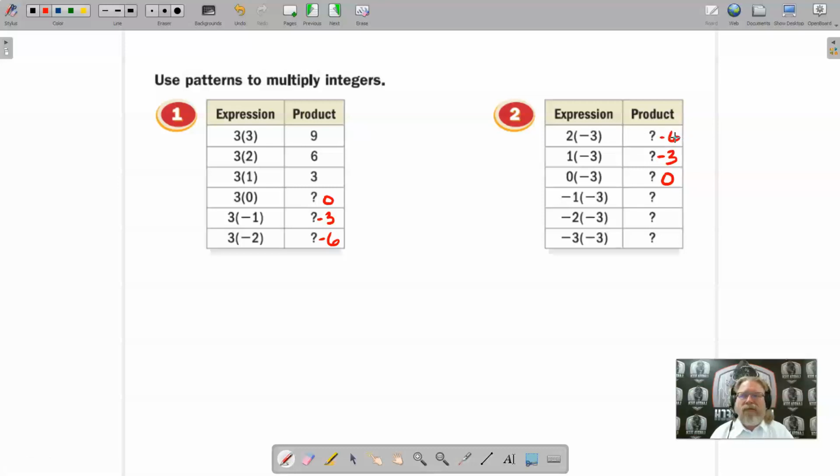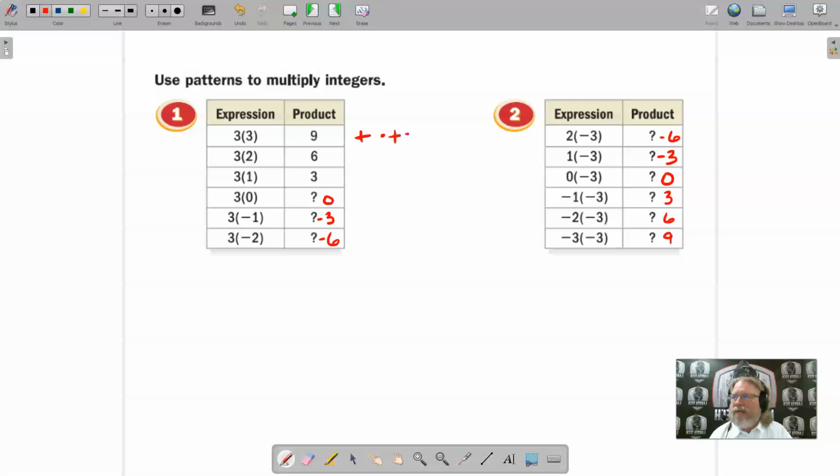So let's follow the pattern now going down the table and see what we might be able to find out. So -6, -3, 0. Well, if we kept counting, looks like we're counting up by 3s, we'd end up with 3, then 6, then 9. And what we can tell from this table is that if we have a positive, I'll use a plus sign for a positive.